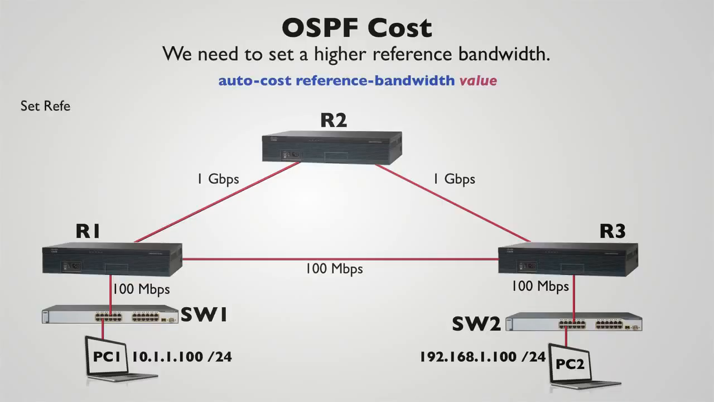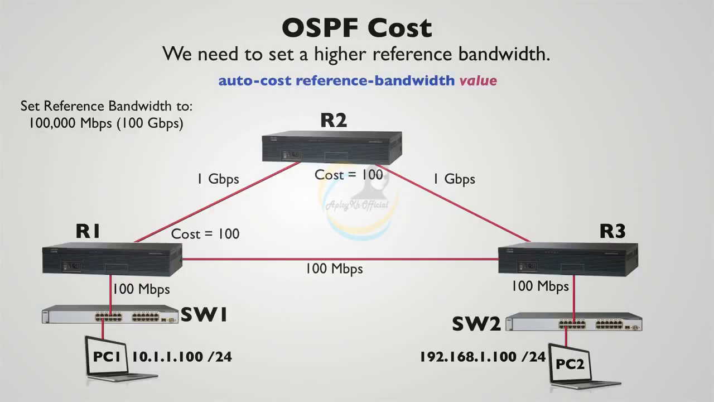In this example, I've decided to set my reference bandwidth to 100 gigabits per second. In other words, 100,000 megabits per second. If I do that, the cost, as I leave R1 going up to R2, is going to be 100 gig divided by 1 gig. That's a cost of 100. Same thing as we leave R2 going down to R3, we've got a cost of 100. As I leave R3 going out toward PC2, that's 100,000 meg divided by 100 meg. That's going to be a cost of 1,000, which means that we have a cost of 1,000 if we're going from R1 directly to R3, because that's a 100 meg link.